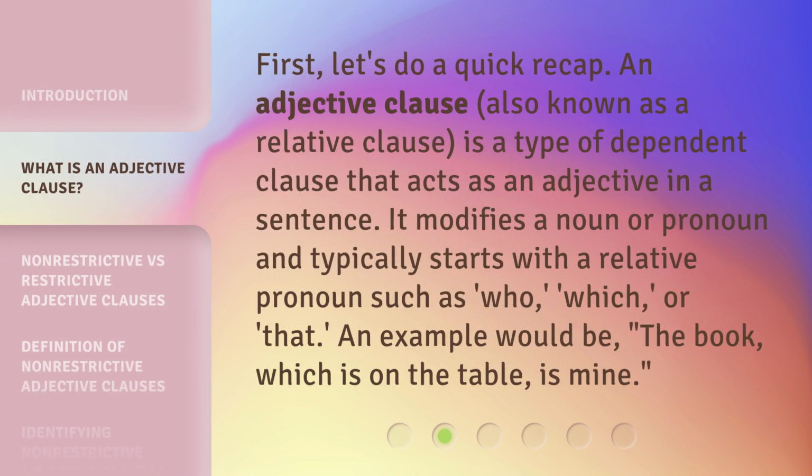First, let's do a quick recap. An adjective clause, also known as a relative clause, is a type of dependent clause that acts as an adjective in a sentence. It modifies a noun or pronoun and typically starts with a relative pronoun such as who, which, or that. An example would be, the book, which is on the table, is mine.